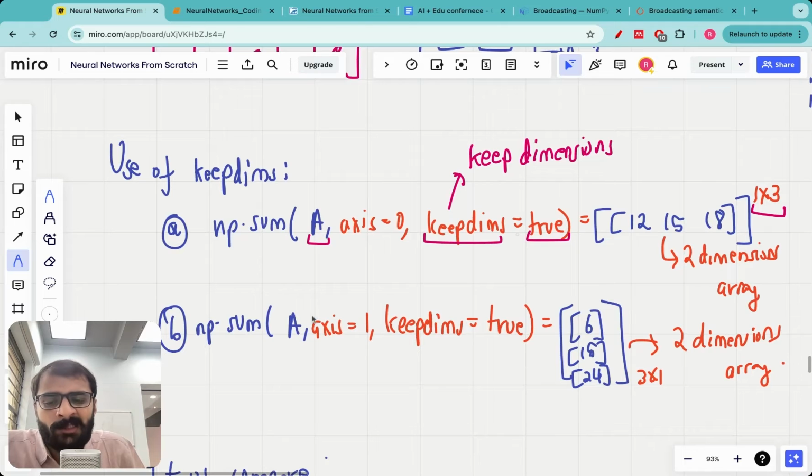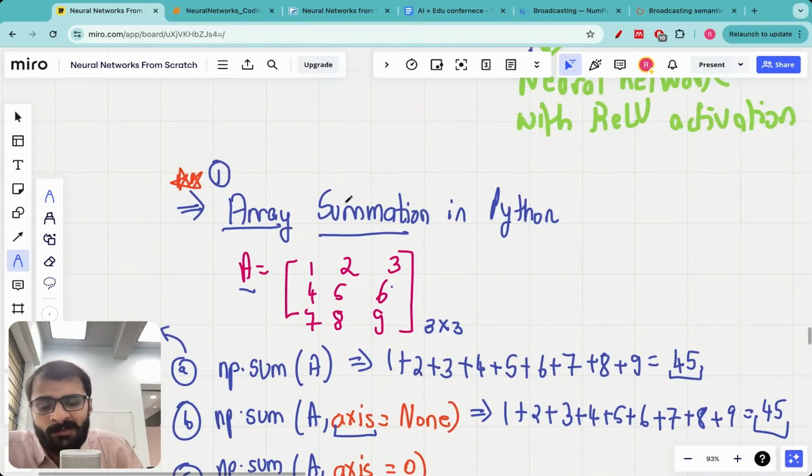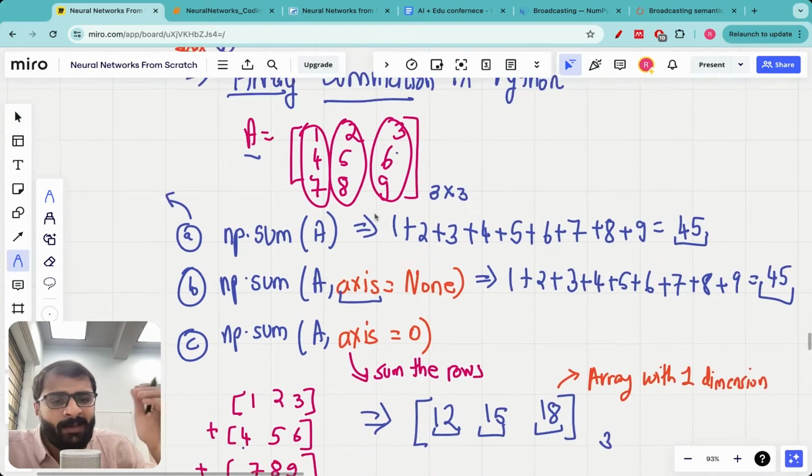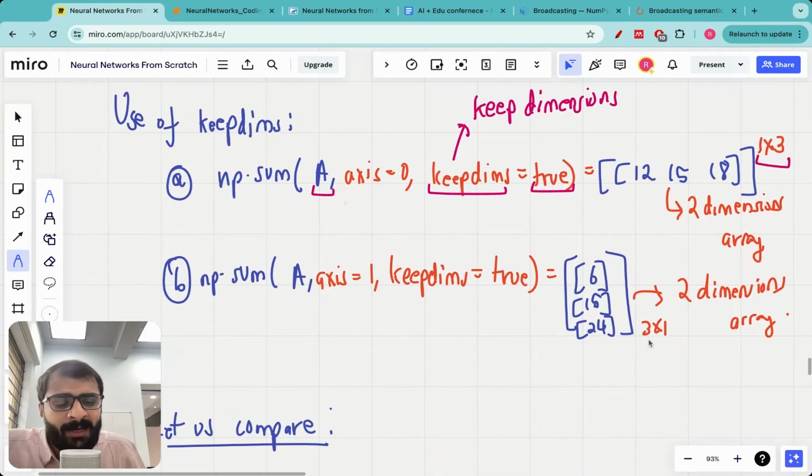Similarly, when we do np.sum(a, axis=1, keepdims=True), it will sum the columns: column 1 plus column 2 plus column 3. The result will be a column vector, which is a 3 by 1 vector, and also a two-dimensional array. So remember that when you use keepdims equal to True and axis equal to 0, the result will be a row vector, 1 by 3. And if you use axis equal to 1 and keepdims equal to True, the result will be a column vector, which will be 3 by 1. Okay, this is np.sum in Python.